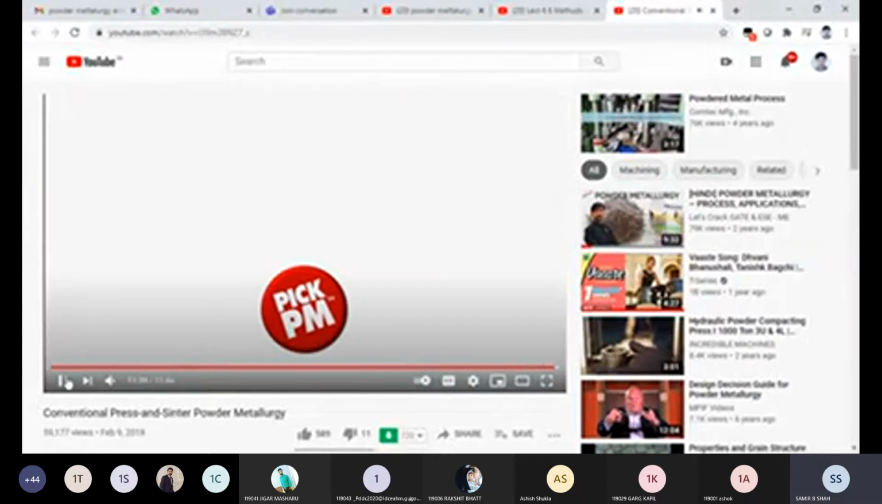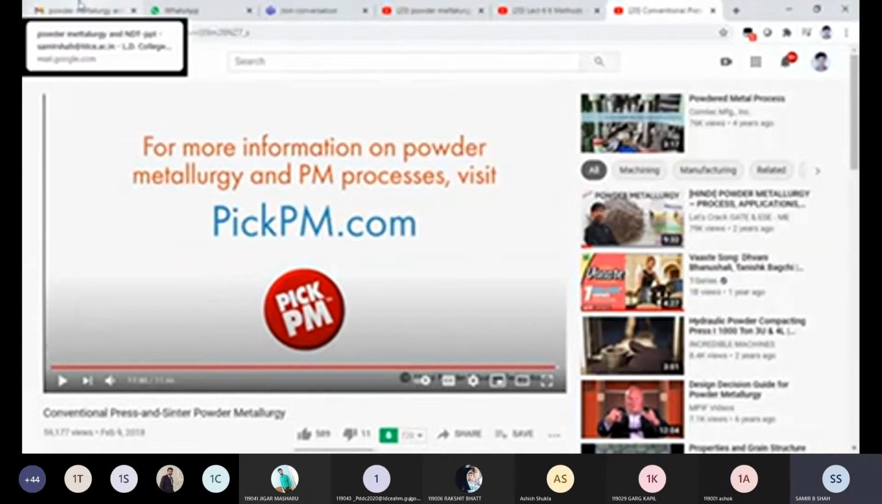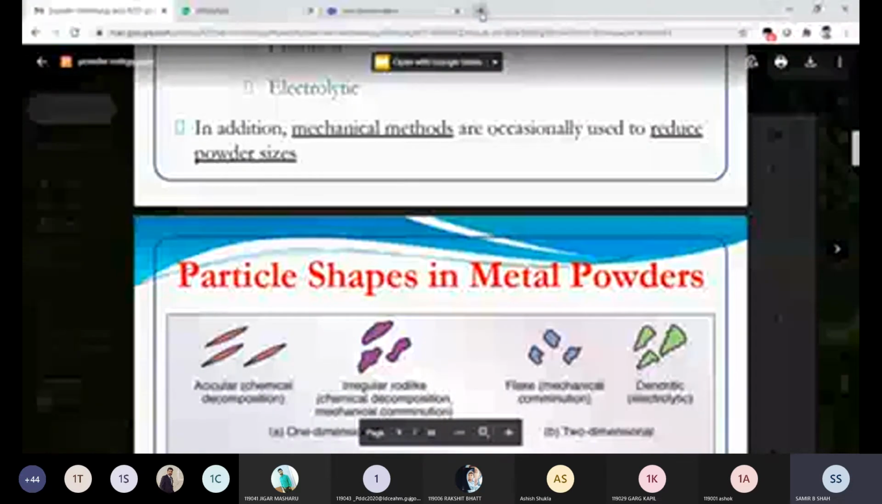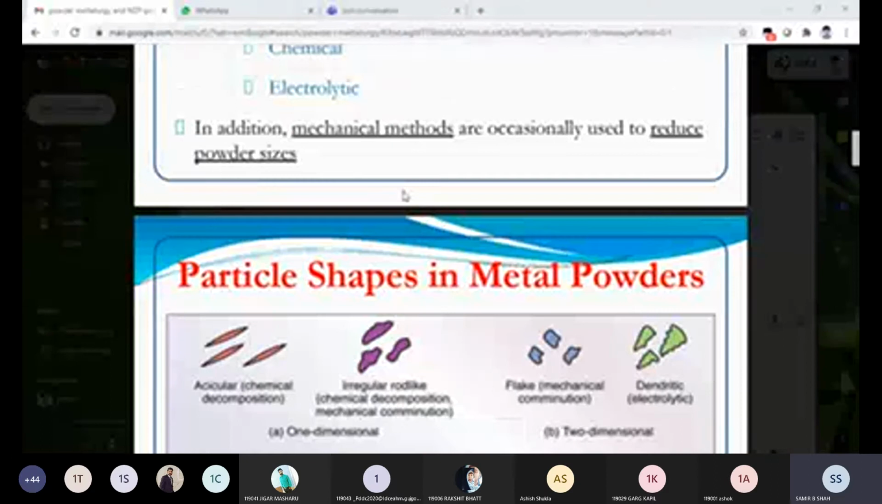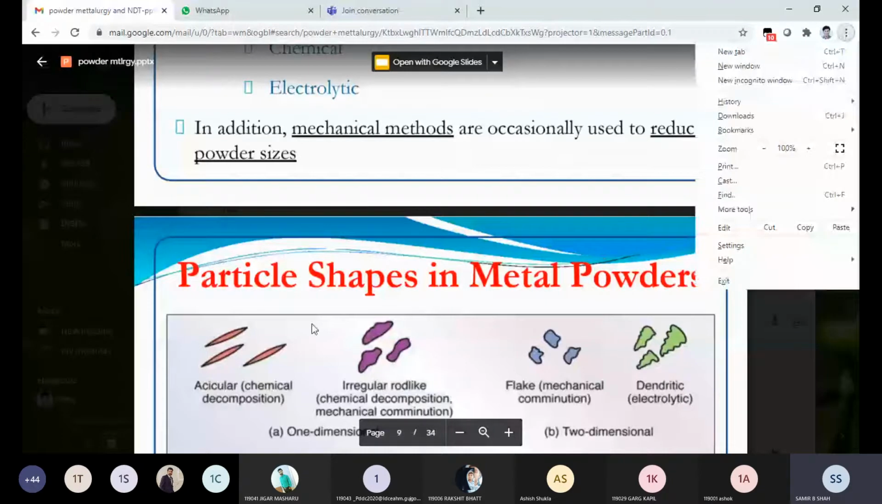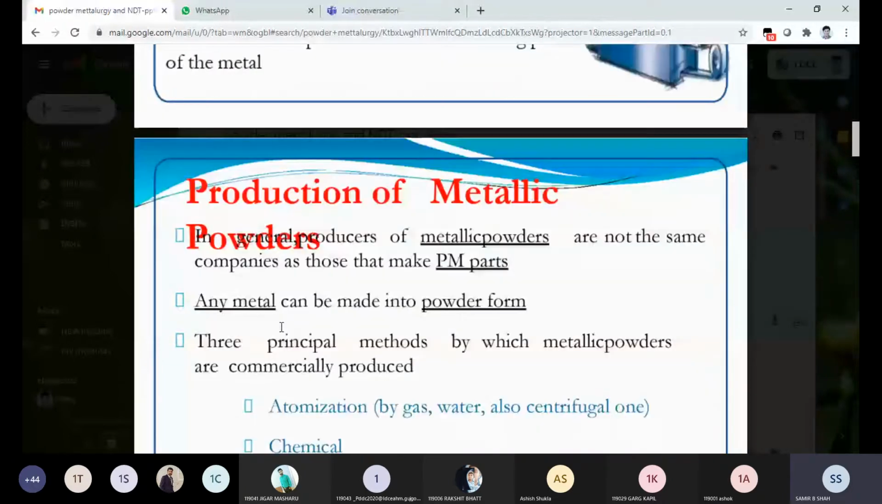Okay, this video is regarding the process of sintering, as we discussed earlier regarding the basics of powder metallurgy, where we discussed atomization, chemical method, and electrolytic. These are the basic three methods that we discussed in the previous lecture.